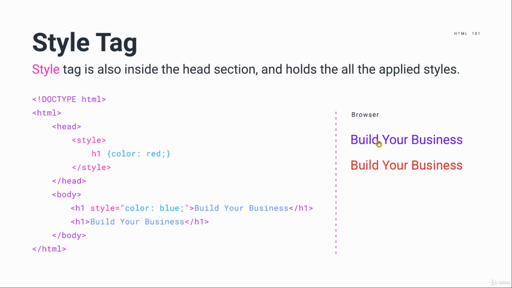And in the browser they would both be red. But as we can see, one of them is blue because we gave it another inline style, which holds more specificity power, which we'll get to later. So let's see that in action in the browser.